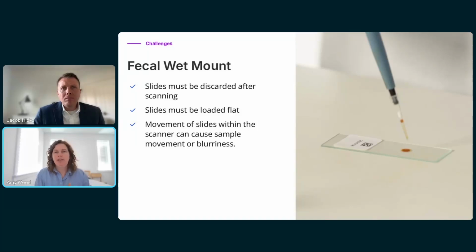And then with these wet mount samples, because they're liquid, even when the slide's sitting still, there's still some movement happening inside the fluid. But then when you add to that the scanner moving it along so it can scan across the sample, that also causes the objects to move a little bit, and that can cause the blurriness that we, of course, don't want to see because we need to be able to diagnose. And so figuring out a way to accommodate that was really a challenge that we've overcome in the last year or so.